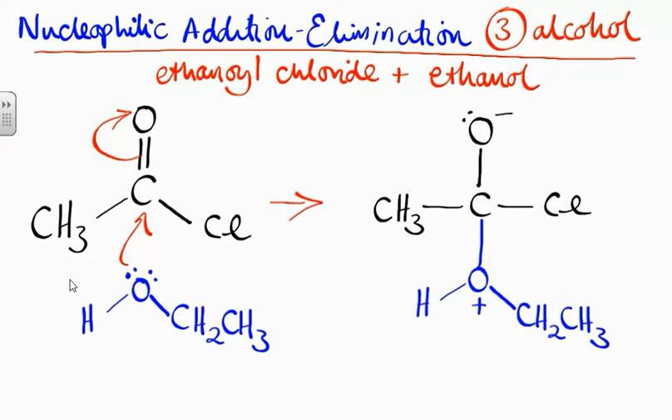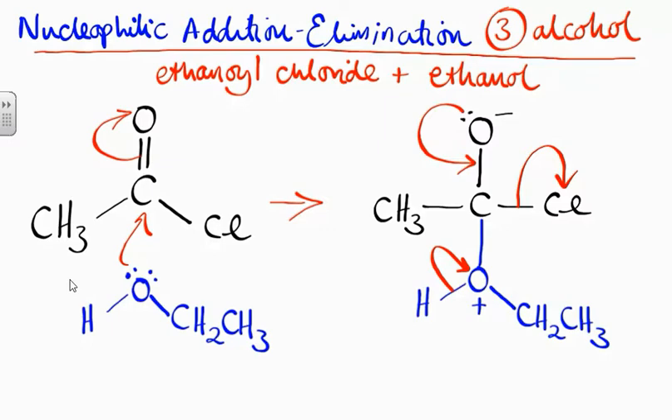3 curly arrows, same as before. Let's do 1, reform the double bond, off you go, and then we've only got 1 hydrogen to choose from now, so the oxygen gets its electrons back from that hydrogen.